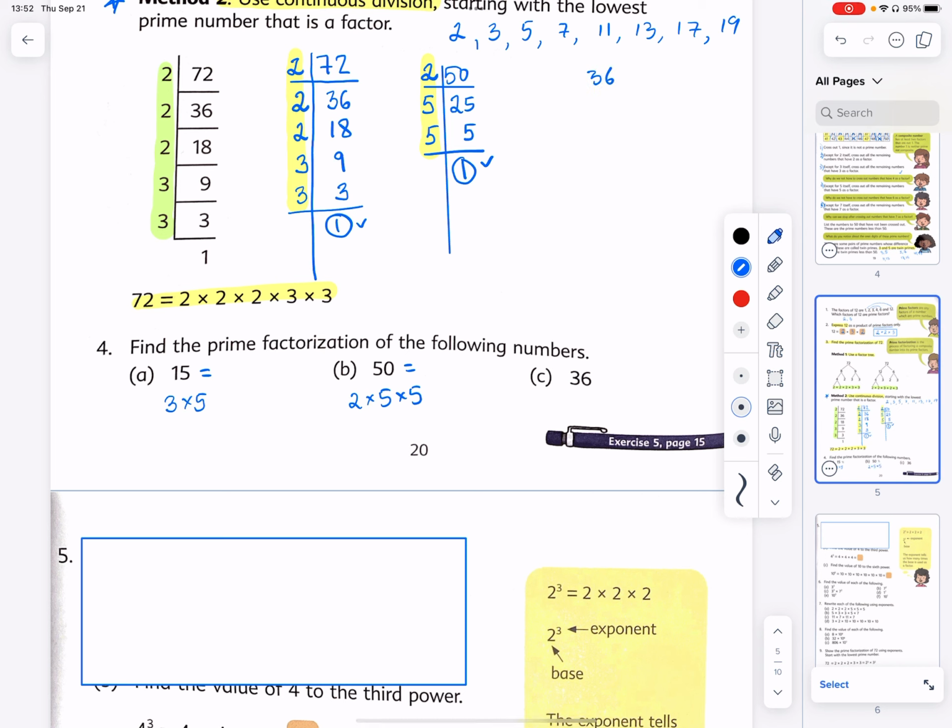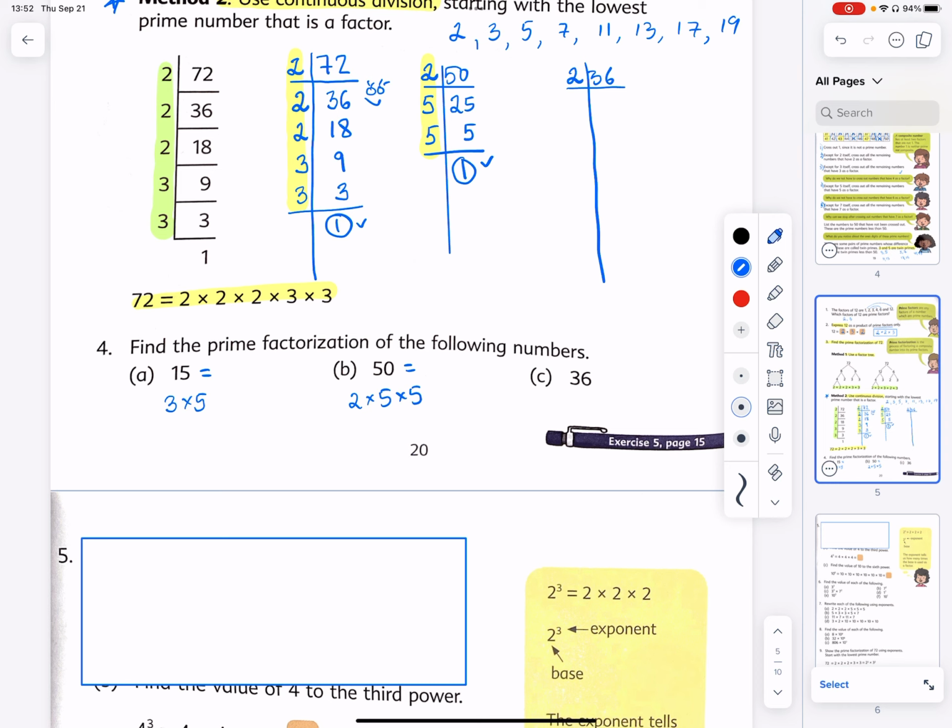Let's quickly split 36 into a product of primes. Let's start by asking ourselves the same question. 36 is divisible by which smallest prime? It's divisible by 2. We've done this already, in our very first example. Right here, friends.